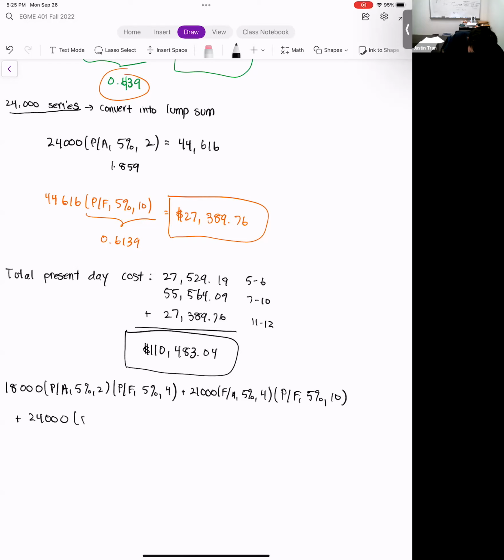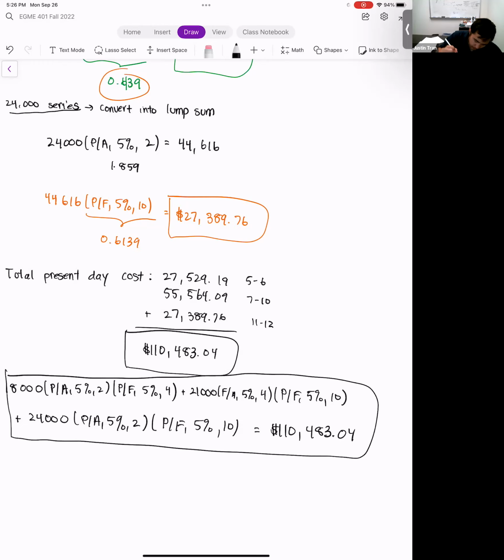And then first thing we did was P over A, 5% and 2. And then we did P over F, 5% and 10. If we add all this together, we plug in all the conversion factors. What we should get is our number just like that. And so that's the entire answer in one singular form, right?